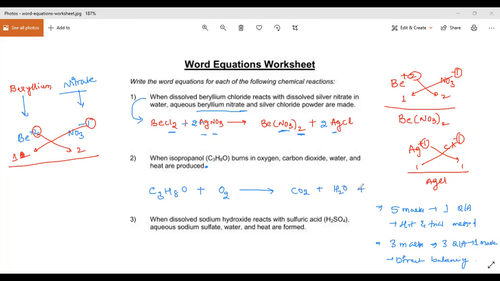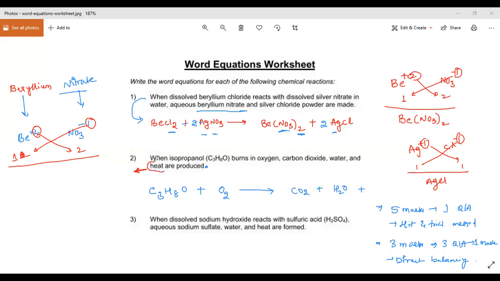And what is the formula for heat? Delta. What's the formula for heat? It is produced, right? Do you have any formula for heat? No, sir. Then delta. I think we need to add delta, heat, on the product side to balance it.